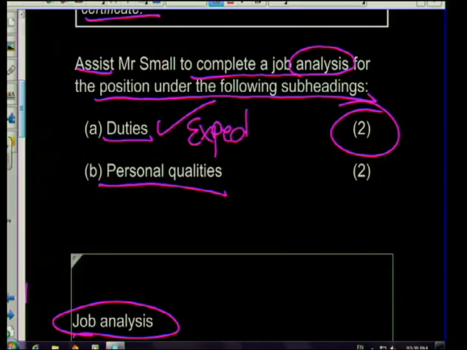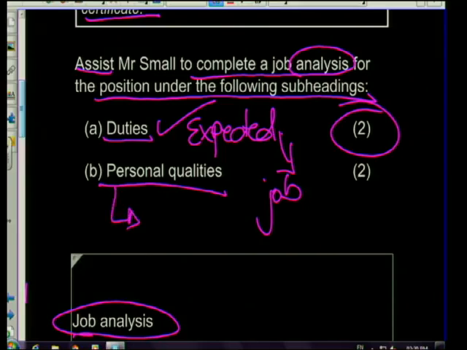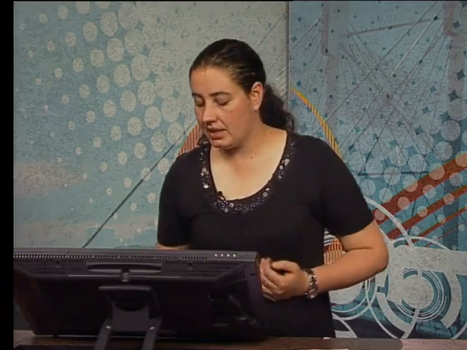So duties are what is expected from the person that is hired. And this is in the sense of the actual job function, what they're doing in their job. Then the personal qualities, again, to a large extent this is about expectation, but this is what is expected of them before they even do the job. So what does he want from them?